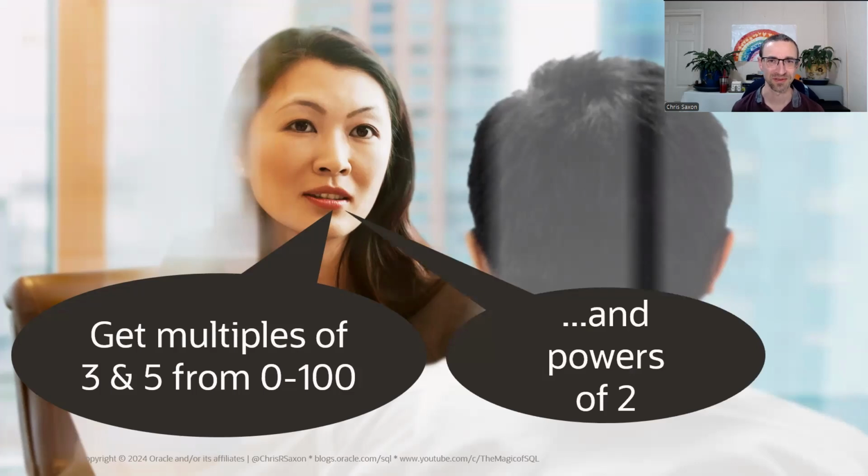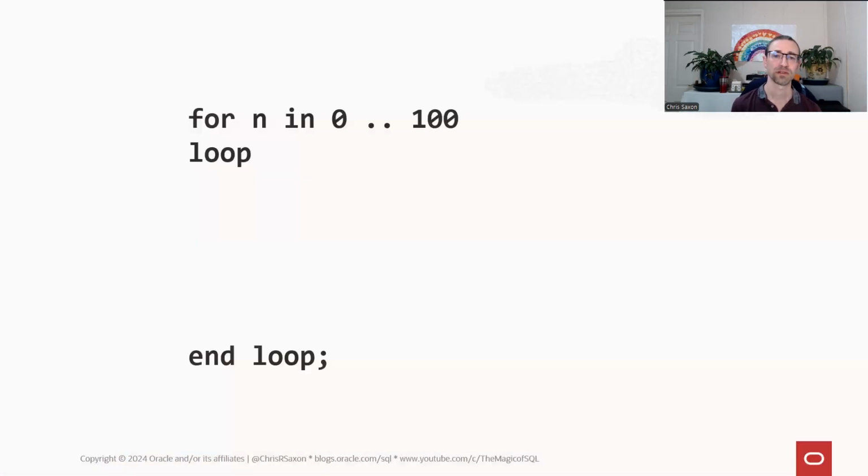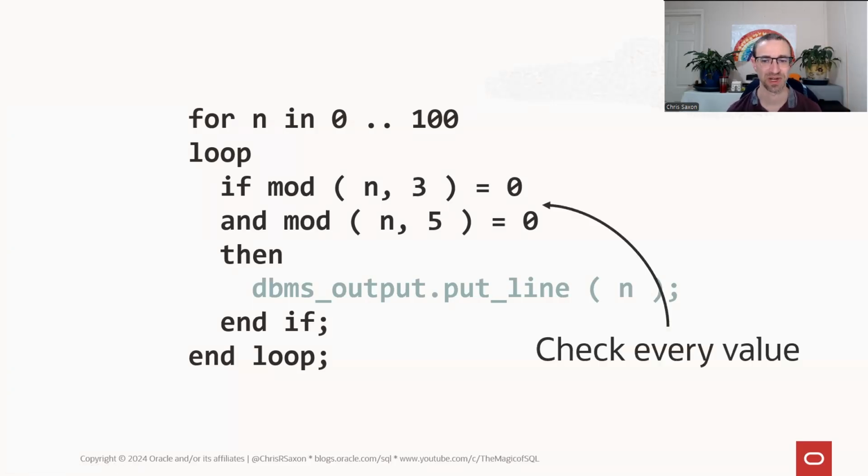And also they ask you to do, again for the values between 0 and 100, output those that are powers of 2, and also show the Fibonacci numbers. So you've been asked to write a PL/SQL function or procedure that does this. The basic way we do that, we're going to loop through the values from 1 to 100, and look at the multiples of 3 and 5, one way of doing it. Check if something is a multiple of 3, if it's a multiple of 5, then output the row. Does the job, but we look at every single value here. We check every single value between 0 and 100. Now, with modern computers and modern systems, this is so fast, it's probably not an issue.